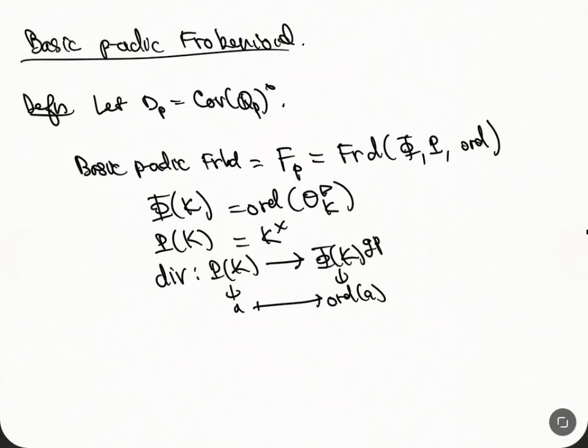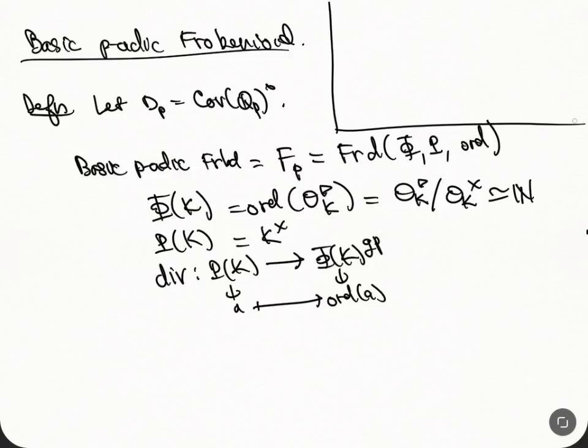So let me just kind of say what this is. This thing here is just O_K modulo O_K times, and this will be isomorphic to the natural numbers. So let me just do a little example here so we can get used to the notation.